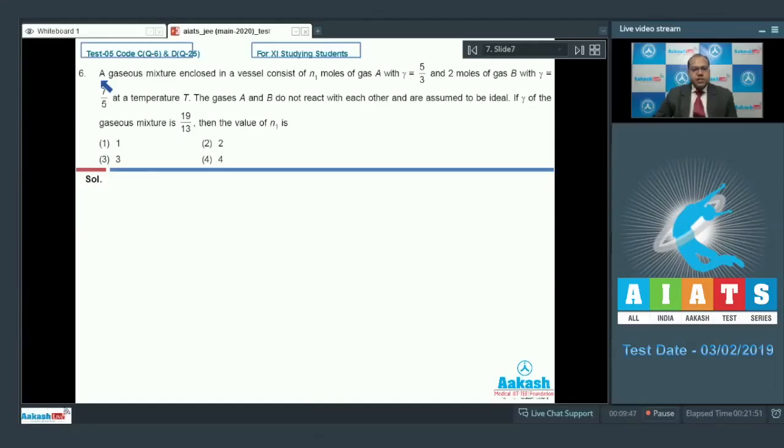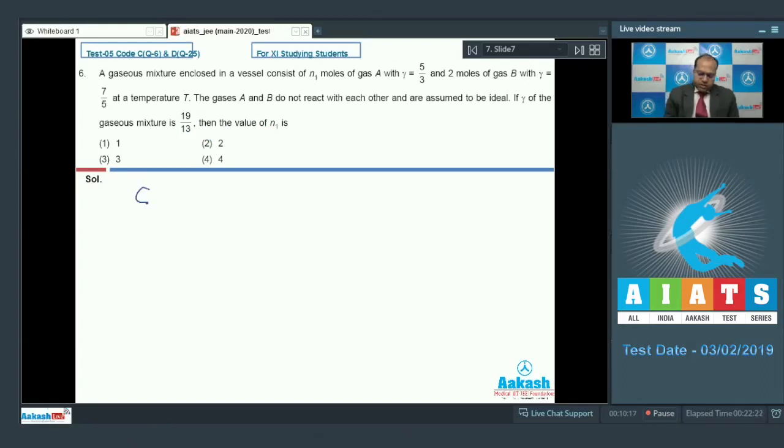In question number 6, a gaseous mixture enclosed in a vessel consists of N1 mole of gas A with gamma equal to 5 by 3 and 2 mole of gas B with gamma equal to 7 by 5 at a temperature T. The gases A and B do not react with each other and are assumed to be ideal. If gamma of the gaseous mixture is 19 by 13, then the value of N1 is.